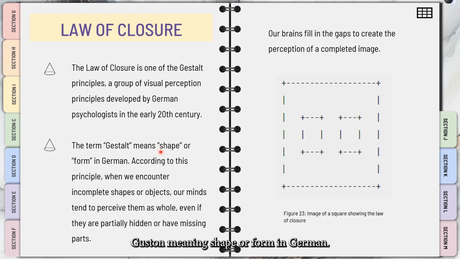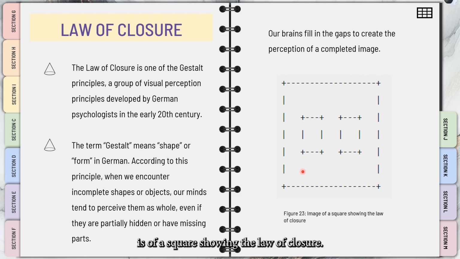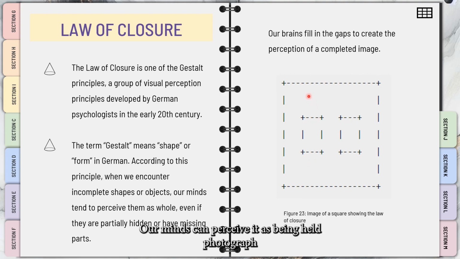The term Gestalt means shape or form in German. According to this principle, when we encounter incomplete shapes or objects, our mind tends to perceive them as a whole, even though there are hidden or missing parts, as seen in figure 23. This image is of a square showing the law of closure. The square is not completed. However, our minds can perceive it as being whole.